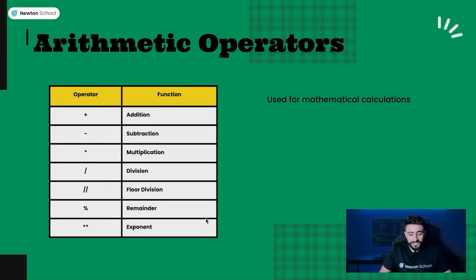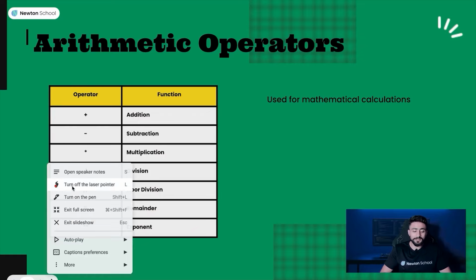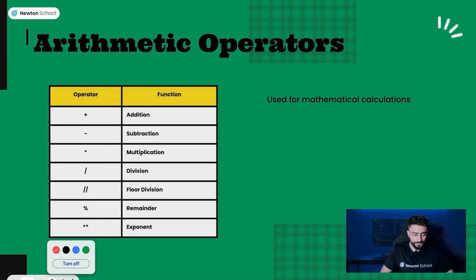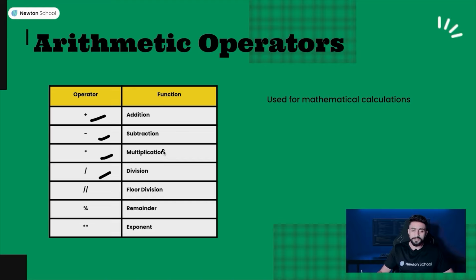Arithmetic operators are used for mathematical calculations. If you see this addition operator, it is plus. You have seen it in the calculator as well. Plus is used for addition, minus is used for subtraction, multiply is used for multiplication. This sign is used for division. This is used for floor division. Now what is the difference between division and floor division? We'll see it.